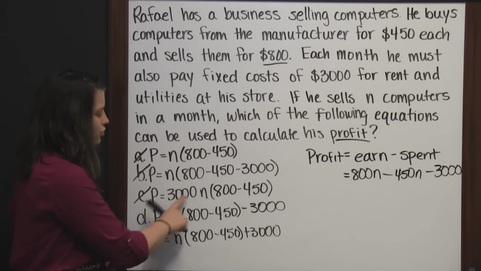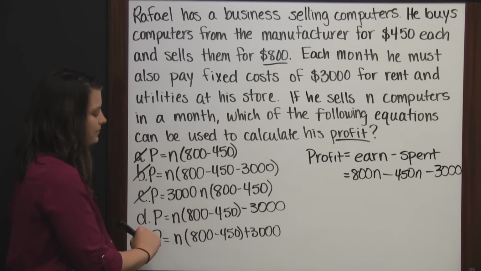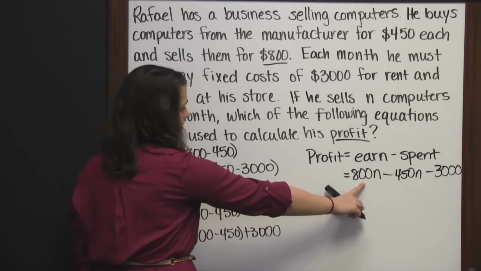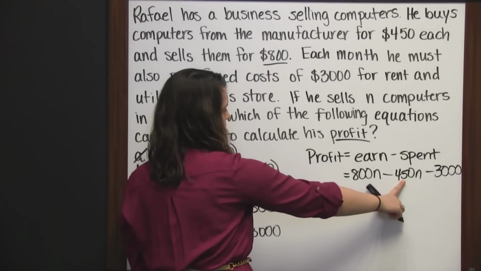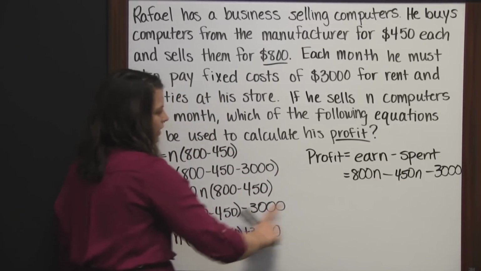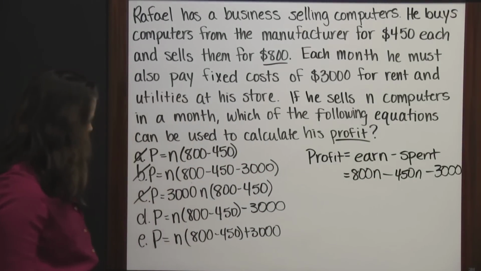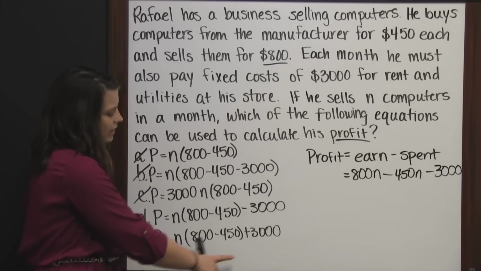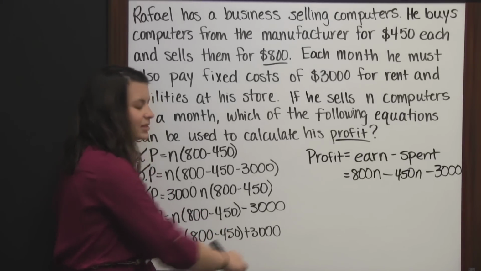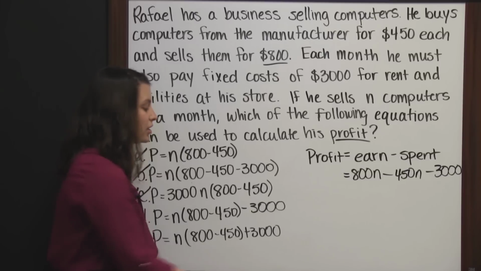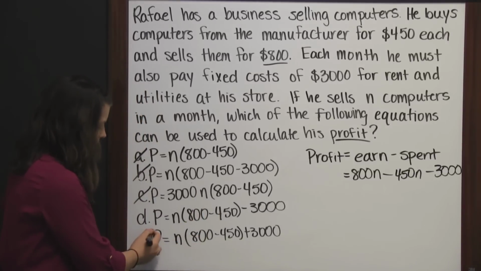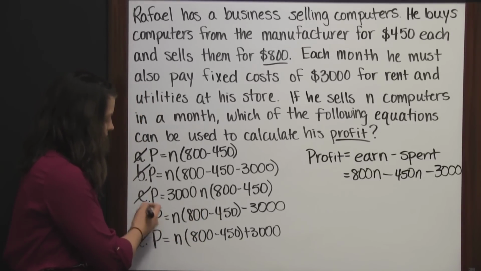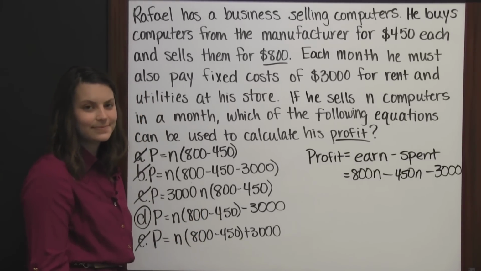In D, when we distribute the N, the number of computers, N times 800, 800 N, minus N times 450, so minus 450 N, and then minus 3,000. So D's looking pretty good. The problem with E is, instead of subtracting the $3,000 he spends on rent and utilities, they're adding it back in. Like that's more money he's making. But he's not making that money, he's losing that money. So D would be the correct answer choice.